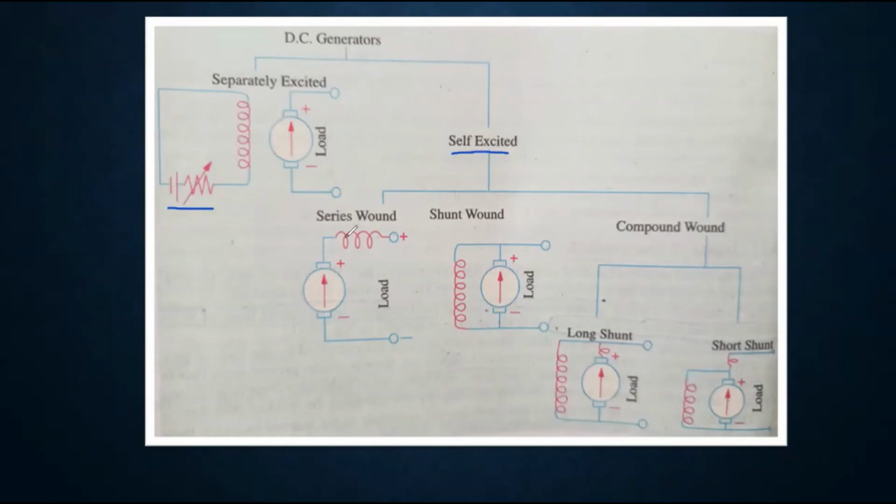The field winding can either be series wound, where we have the armature here and the field connected in series, or shunt wound, where we have the field here and the armature here. And then we have the compound wound. In compound wound, we have a combination of series and shunt, and depending upon how it is connected, it can be either long shunt or short shunt.